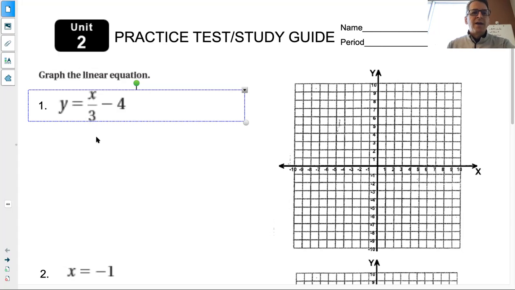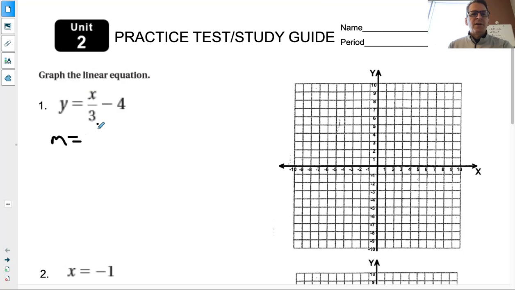Number 1, y equals x divided by 3 minus 4. Okay, so for this one, I look at this x over 3 in this whole equation here, and it's in slope intercept form. So I can tell you right off the bat, the slope is going to be 1 over 3. And the y-intercept happens to be at -4. So that tells you this, and this is actually a 1 in front of the x. 1/3 is the slope, or the rate of change. Okay, so I'm going to use the slope-intercept method for the first one.